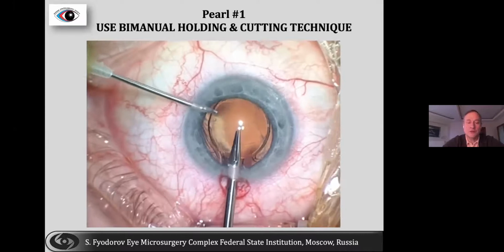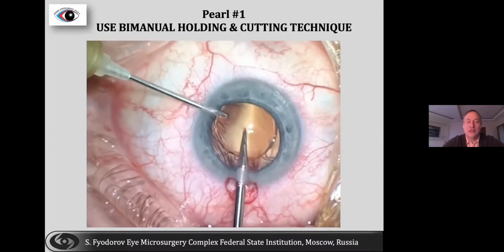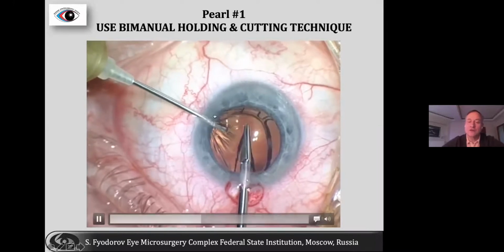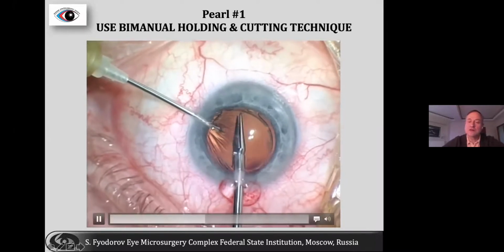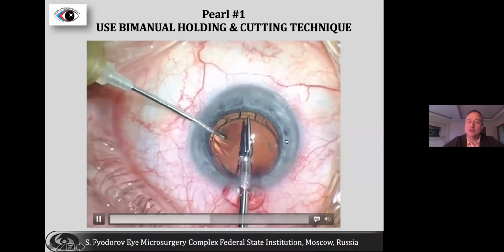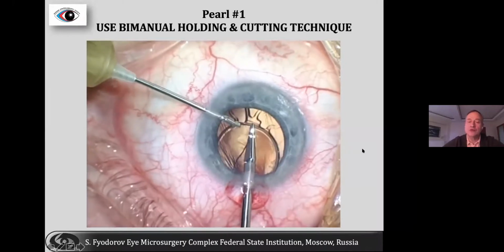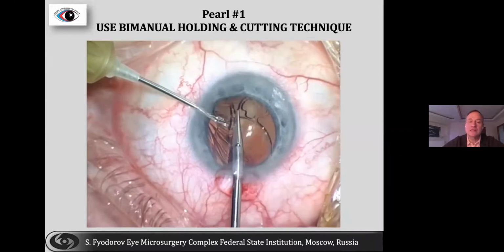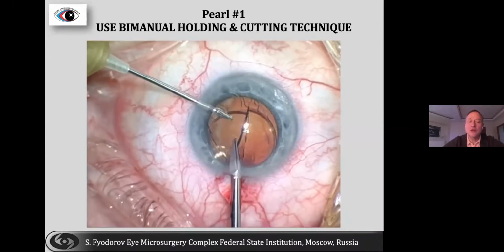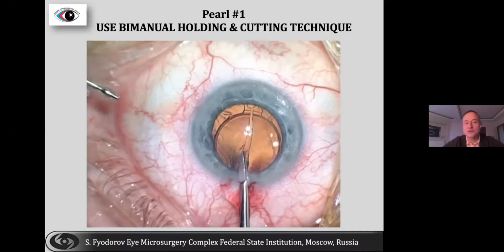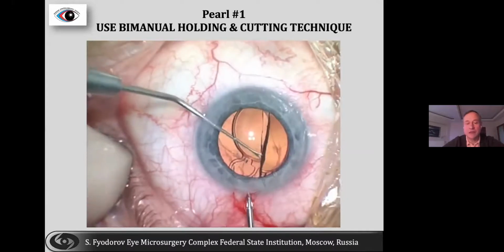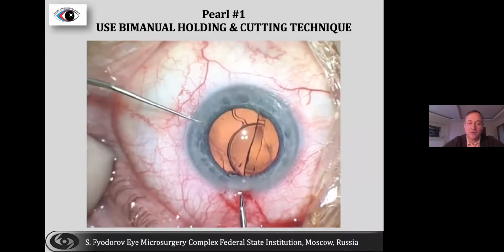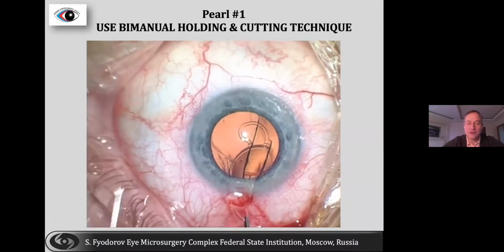So we need to exchange that lens, and this is cutting the lens. And don't forget to fixate the lens with a second instrument, because it's quite useful and helps you to avoid rotation and to stabilize the implant while you are cutting it into two pieces, which is my preferred technique. We discussed that a little bit earlier with Bobby Osher's presentation.